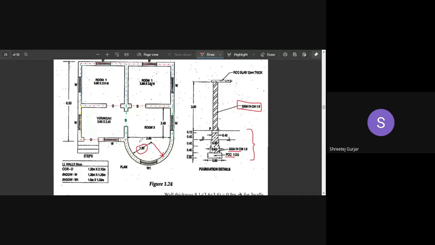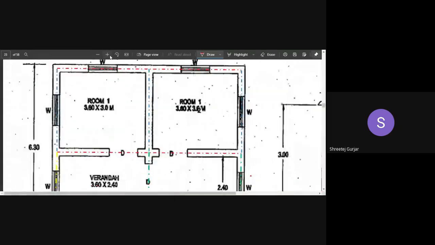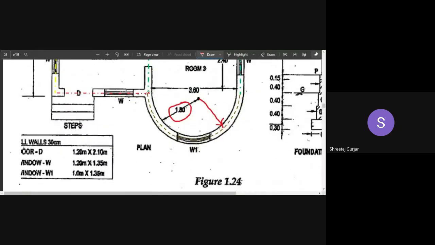But when it is a curved shape, let me just zoom in. From this center line, from this part up to this part, we need to calculate the center line length. How do you calculate it? We need to use the formula for a circle. What is the formula for calculating the perimeter of a circle? Perimeter of a circle is 2 pi r.